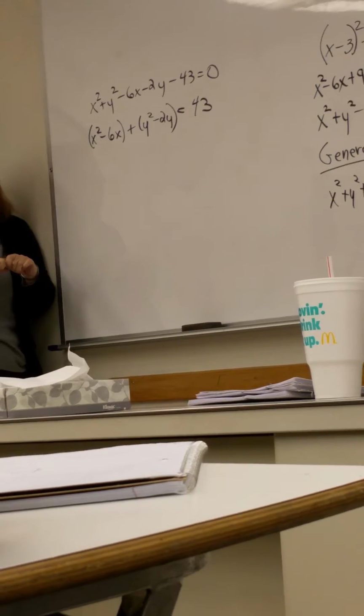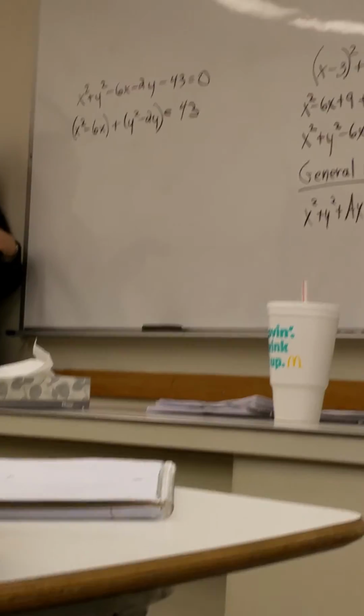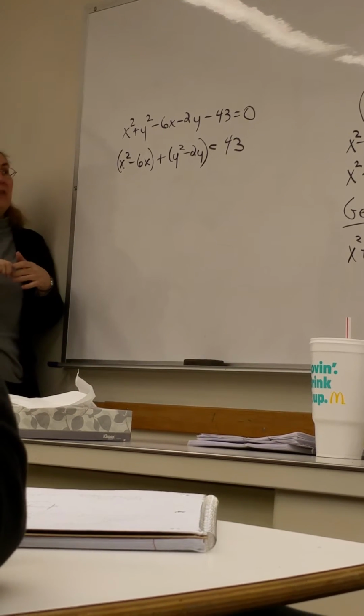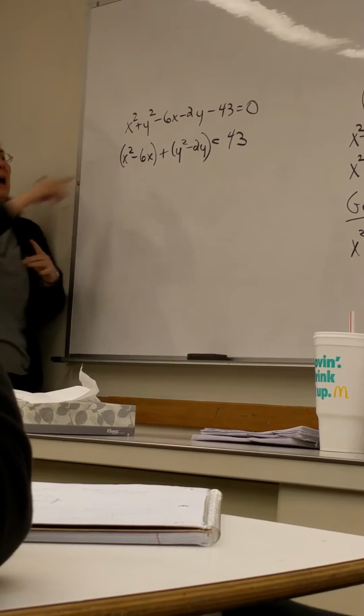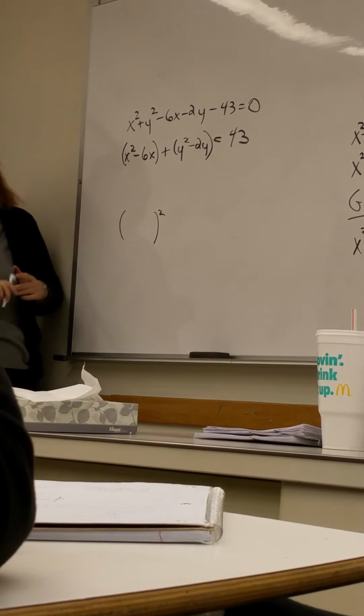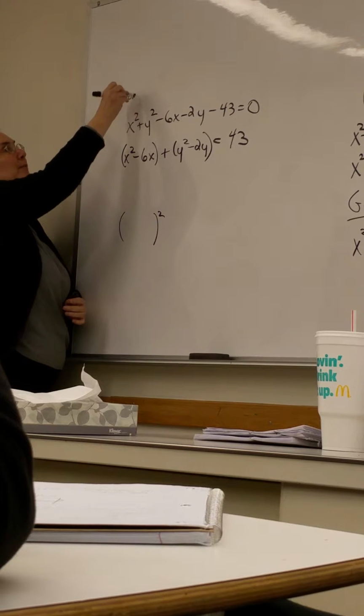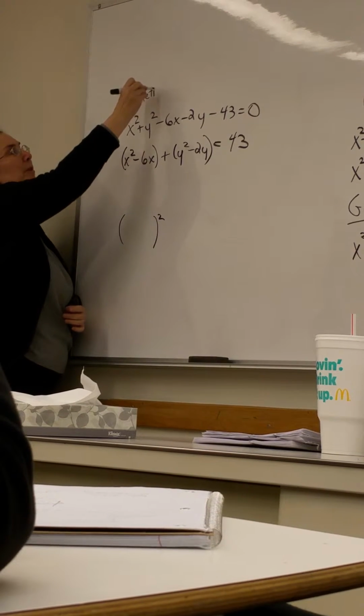This is a method you should have learned in your intermediate algebra class. If you took Math 111 here, you definitely should have learned this in your Math 111 class. I want to write this as something squared. In order to do that, we're going to use the process called completing the square.